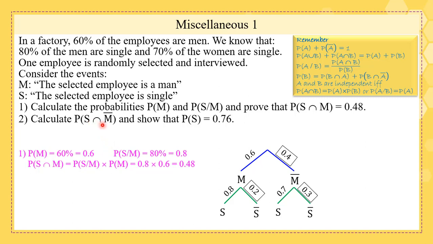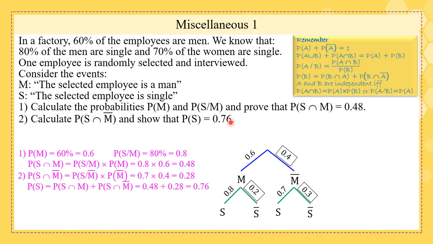Now what is S intersection M bar? So we come to S and M bar, we just have this M bar and this S, so it would be 0.7 times 0.4 automatically, which is 0.28. Now find P of S. P of S here we use the total probability, it's S intersection M plus S intersection M bar, which is 0.76.